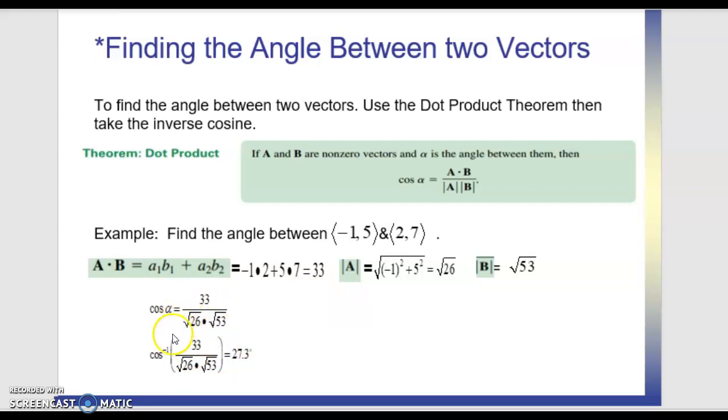Now that we know what the cosine of the angle is equal to, pull out your calculator, take the inverse cosine of 33 divided by the square root of 26 times the square root of 53 for a final answer. Round to the nearest tenth for the directional angle of 27.3 degrees.